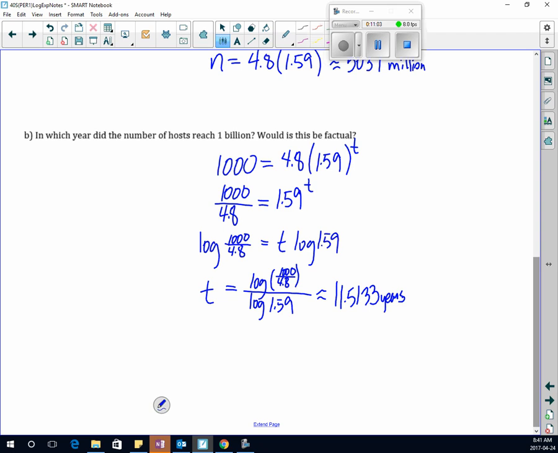So you could say about 12 years later after that, but what year would that be? The first year was 1995, yes? Yeah, so therefore around 2007 there would be 1 billion hosts. But does that seem factual? I would say not, and why would you say not?